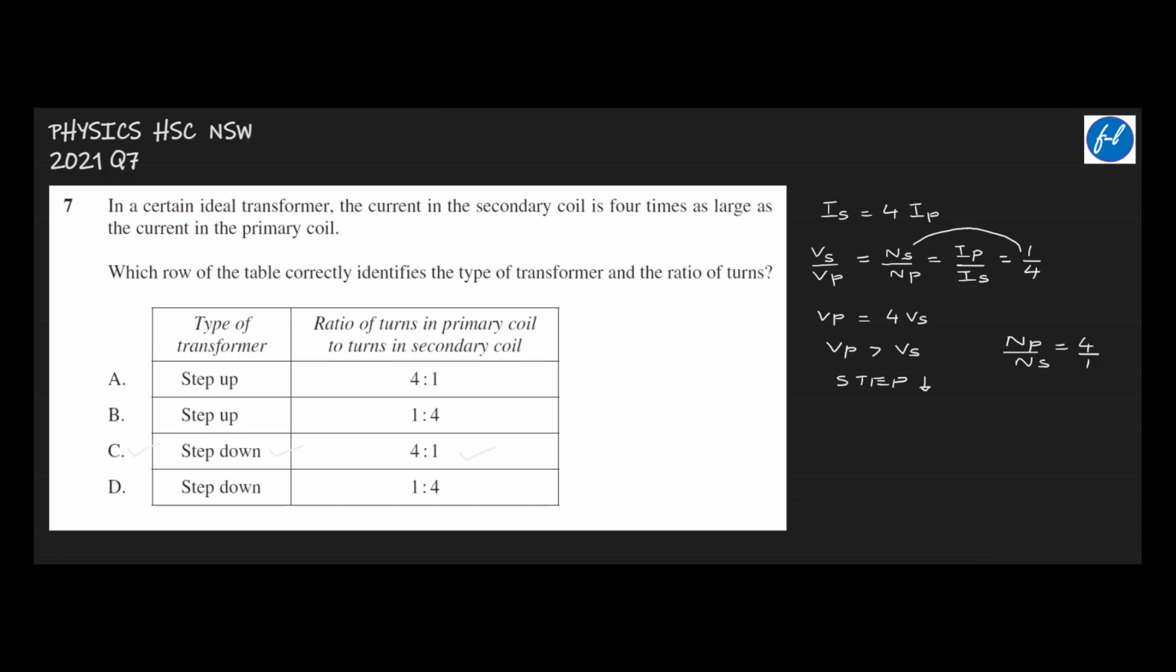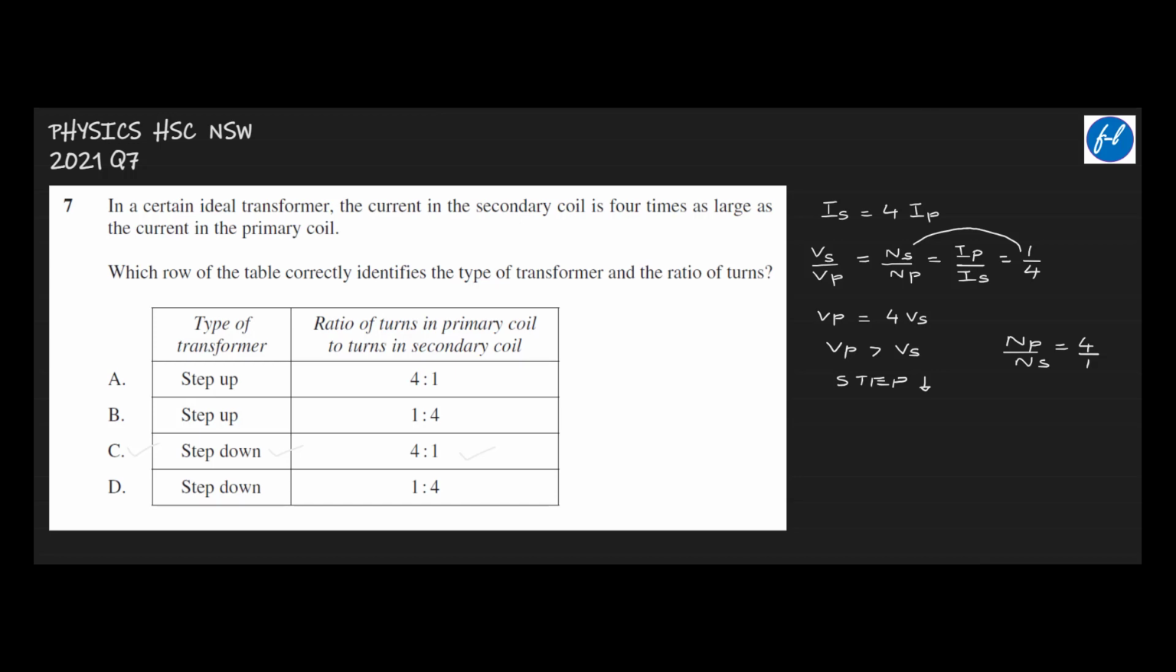So a few things you need to remember: whenever we call it a step up, it is with reference to the voltages. For a step up, the voltage in the secondary has to be higher than the voltage in the primary, and accordingly you can conclude based on the number of turns and also the current. So that's the definition of step up.